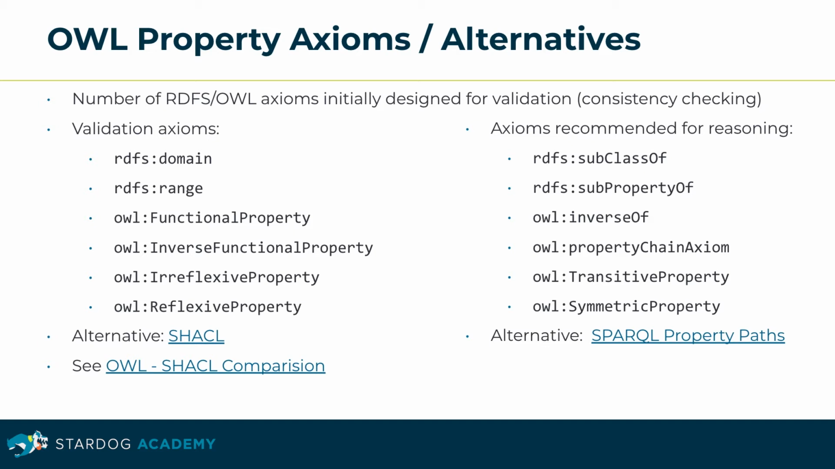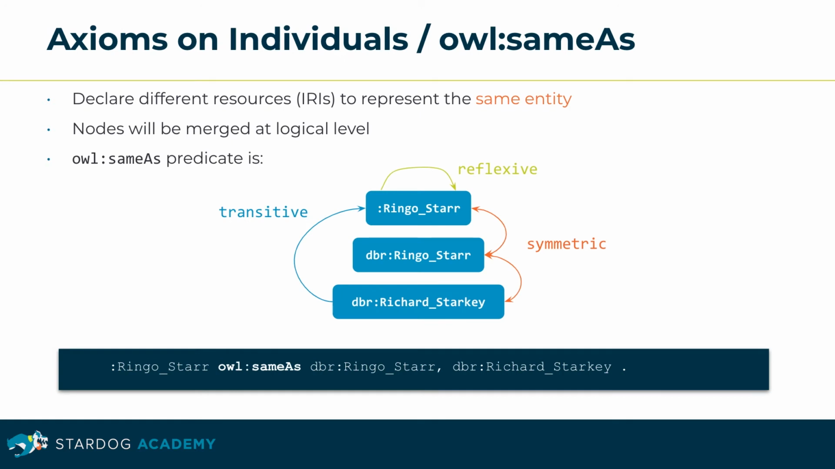Please have a look at the Stardog Academic training on data quality for details. And even for some reasoning axioms, alternatives exist based on plain SPARQL property paths. Consider this option for simpler focused use cases which do not require full-fledged inference. So far we considered OWL class and property axioms.